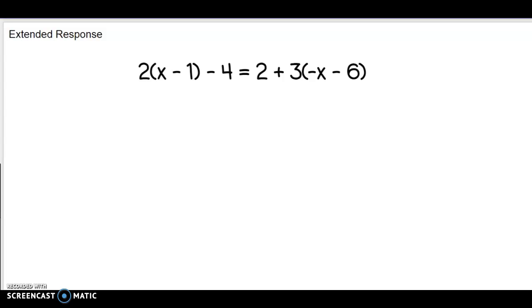Hi everybody, this is CR number 11, extended response helper video, and this is for problem number 2. First thing we have to do is solve for x in this situation.